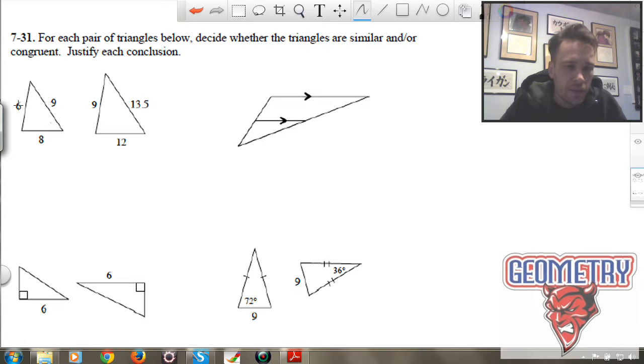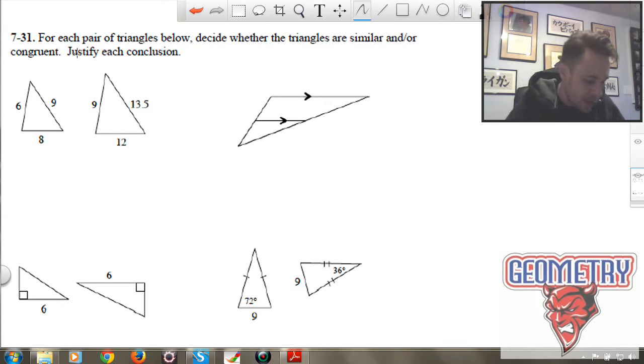Well, if the 6 matched up with the 12, that means everything would have to be twice as big. So that means there should be a 16 and an 18 side over here, but there isn't. So we know the 6 doesn't match up with 12. Maybe the 6 matches up with the 9, right? In that case, this triangle would be 3 halves times as big, right? 9 divided by 6 is 3 halves.